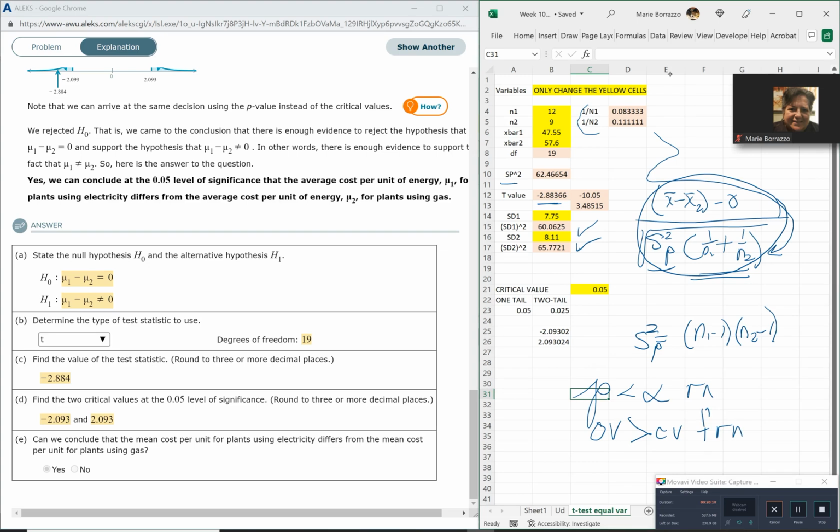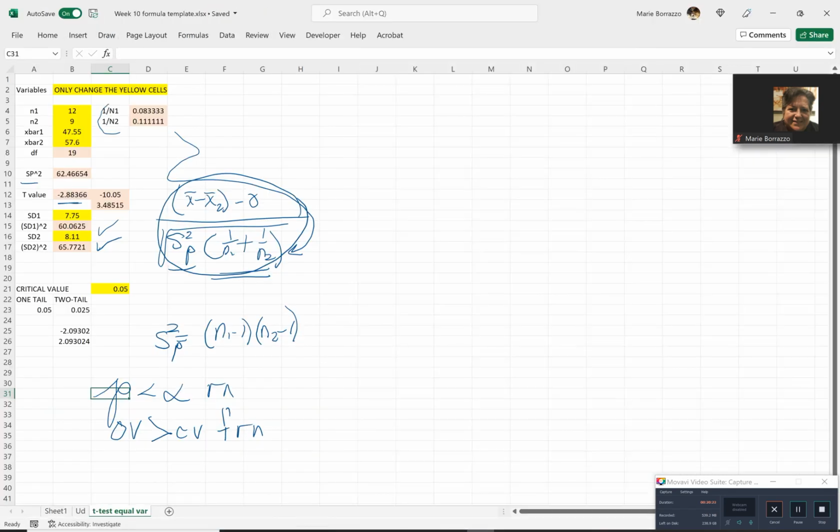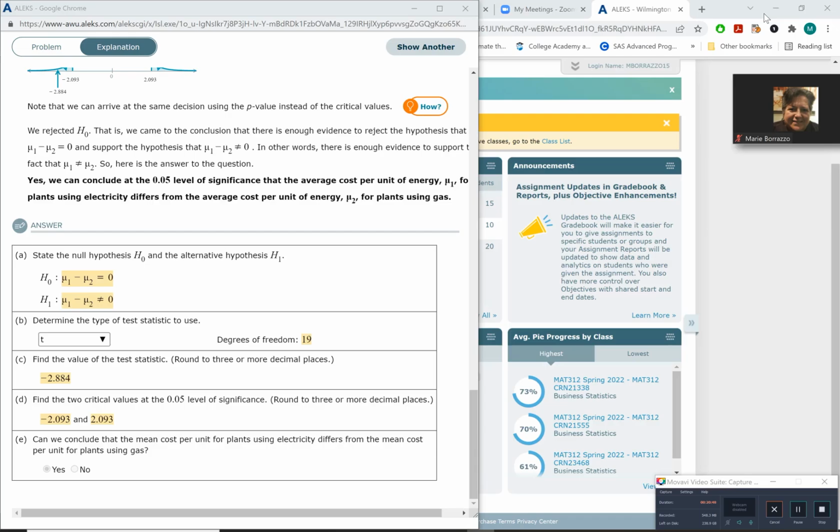So keep in mind in this case, the null hypothesis, your H0, is simply that mu1 minus mu2 is equal to 0. And your alternative in this case would be mu1 minus mu2 is not equal to 0. Remember, this is a subscript, so don't go back to the previous lessons.